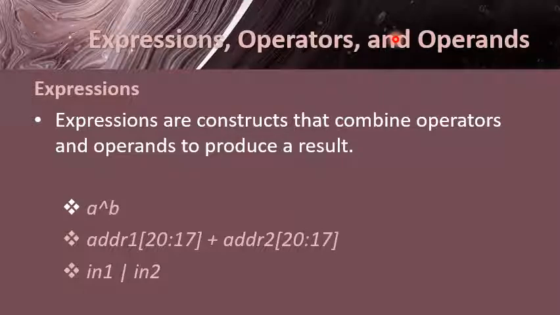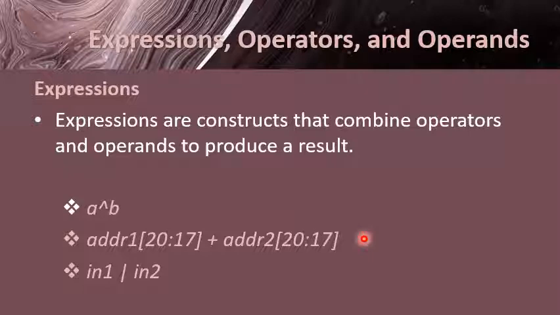Next we'll move on to expressions, operators and operands. All these are familiar to you, but just for the sake of continuity I have put them in here. Expressions are constructs that combine operators and operands to produce a result. An example of an expression is A XOR B. A and B here are operands, XOR is the operator, and this whole thing is an expression. The second example is address1[20:17] plus address2[20:17]. This is an example of part select, where you have selected a part of the vector. 20:17 means we have selected 4 bits of that vector.